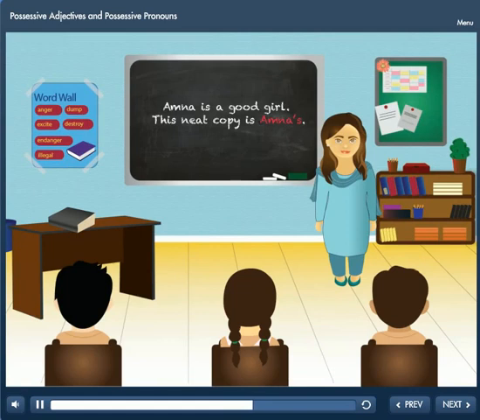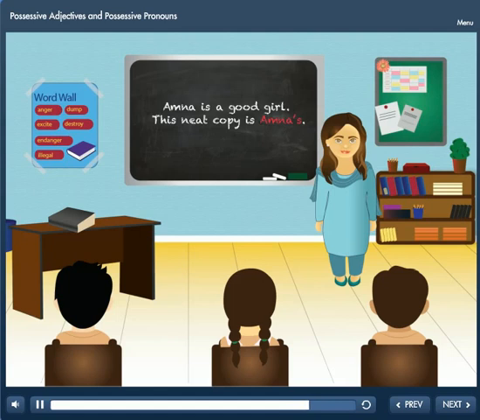What if I want to use a pronoun to show possession? What will I say? This neat copy is she. Good guess. But does that sound right to you? No. That's right, Amna. She is a subject pronoun. We do not want to replace the subject of the sentence. We want to use a pronoun to show possession.